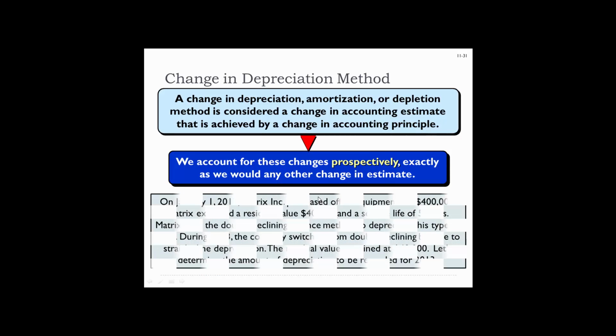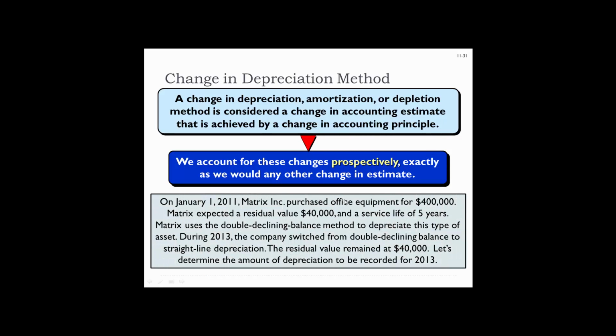A change in depreciation, amortization, or depletion method is considered a change in an accounting estimate that is achieved by a change in an accounting principle. We account for these changes prospectively, exactly as we would any other estimate.